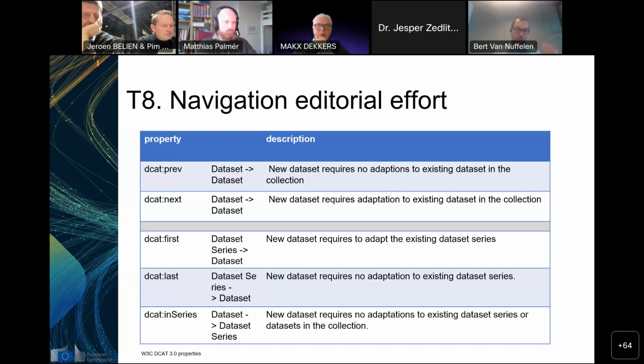If you use DCAT first, so that points from the dataset series to dataset, then if you add a new data set and it's more recent, and it wants to be the first, then you have to adapt the dataset series to point to the right first. With the last, usually you mean the oldest, so the first entry that you have added to the series. The expectation is that you don't have to do an update to the dataset series. So with last, it stays the first value that you probably have registered. And then if you look at in series, that's from dataset to dataset series. There's nobody impacted. When you add a new dataset, you point to the dataset series where you belong to, and that's hooked up together. So one question from my side, Bert.